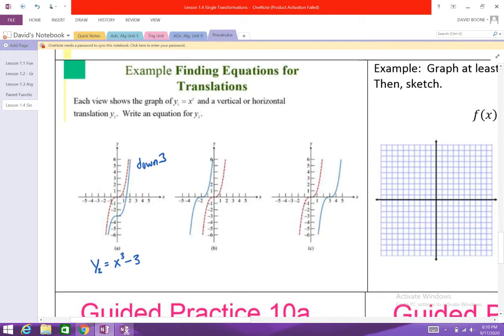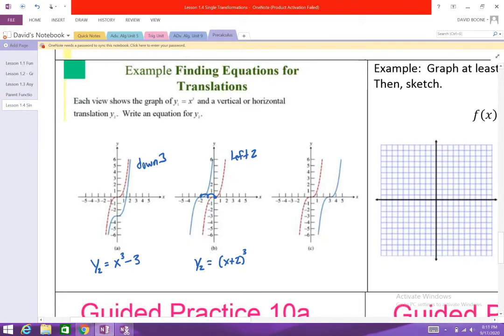This graph right here looks like it's been moved 1, 2 to the left. This looks like it's been moved left 2. So when it's left or right, you've got to put that change inside the parentheses with the x, and still keep the cube so it represents that same shape. But now remember, if it's inside parentheses, you've got to think opposite. Left, you normally think it's minus, but you've got to think opposite, so this would actually be plus 2.